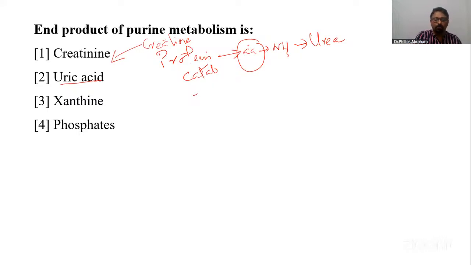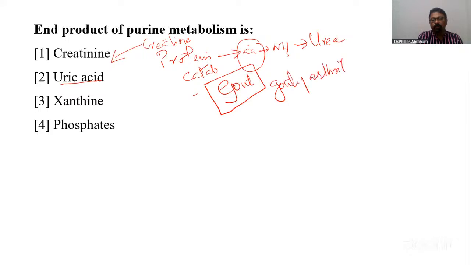Is there anything about uric acid to be known? Yes. Uric acid accumulation leads to a condition called gout. We call it gouty arthritis. The word arthritis itself means inflammation of the joint, arthro meaning joint. The first joint to get affected is the first metatarsophalangeal joint, or first big toe. The first big toe is the one that gets affected in gout.